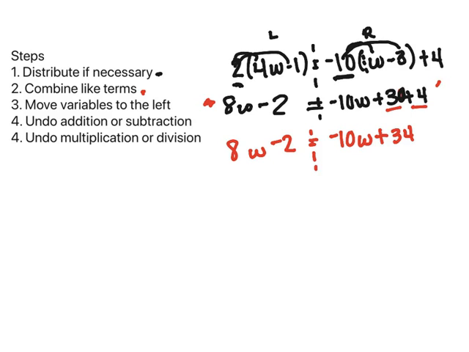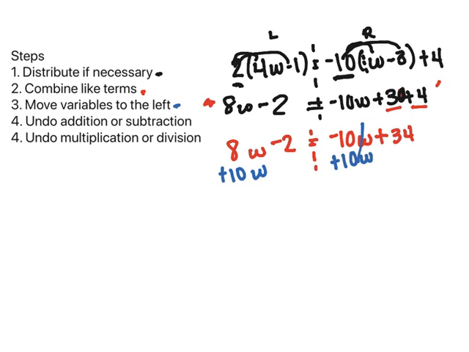Now I move on to step number 3. Now this is a little different. It says move variables to the left. So I need to look at the right. I'm not going to touch the 8w because that's already on the left. Here I see a negative 10w. In order to send it to the other side, I need to do the opposite. So the opposite of negative 10w is plus 10w. And I'm going to align it with the part that has a w as well.